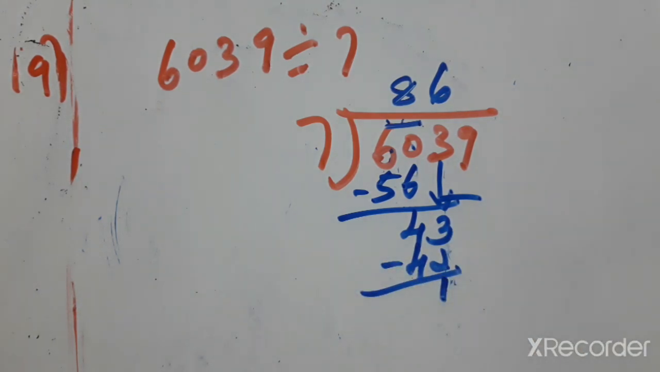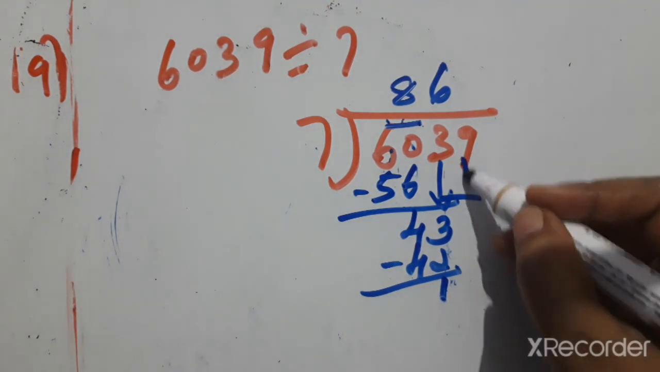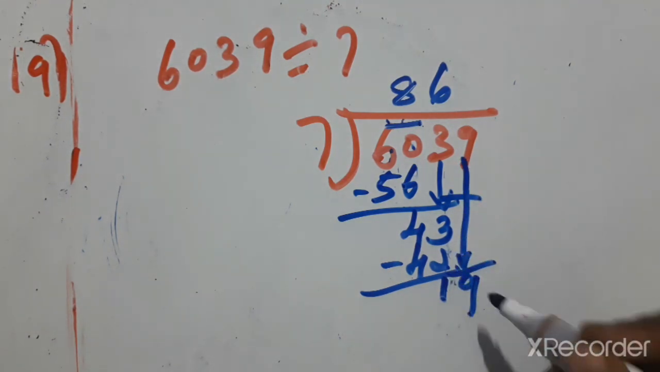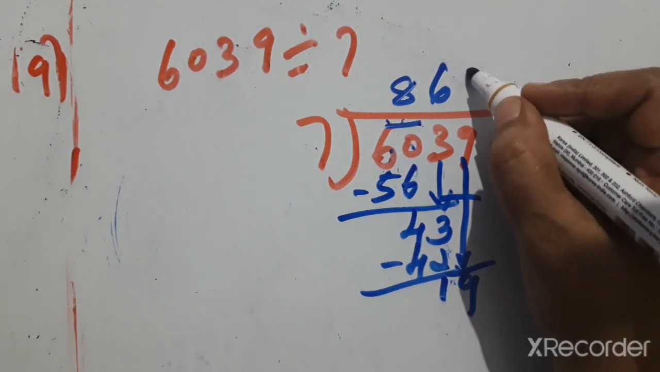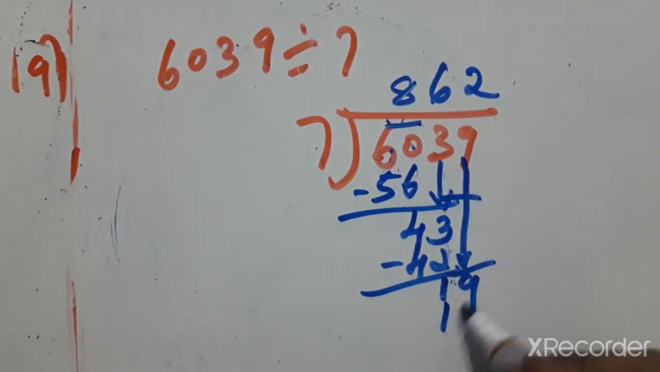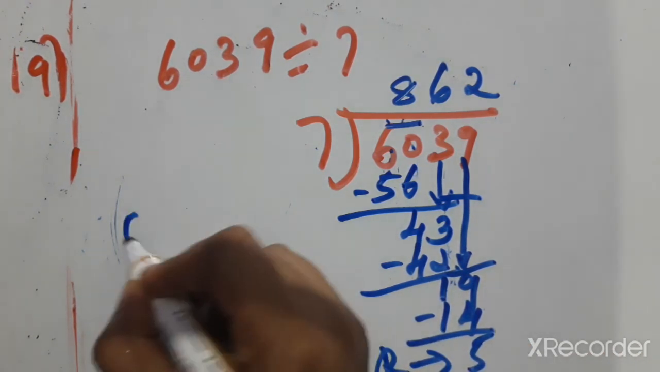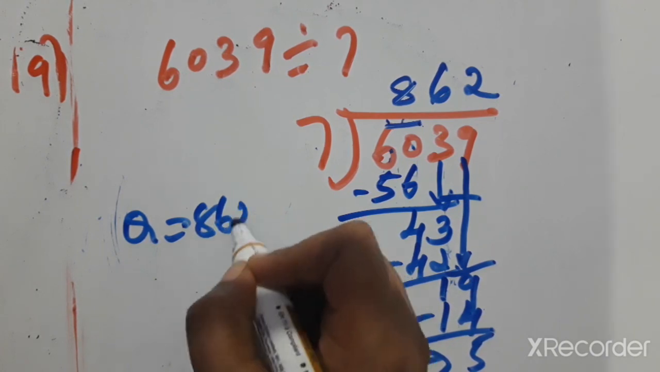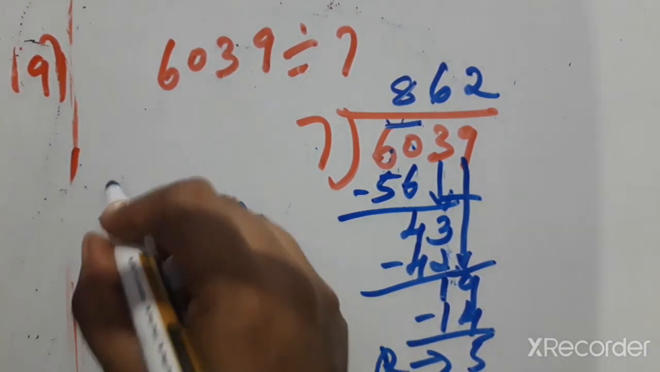Then bring one number down, that is 9, making 19. 7 times how much is nearest to 19? 7 twos are 14. 7 threes are 21, which is greater. 7 twos are 14. 19 minus 14 means 5. Remainder is 5. Quotient is 862. Remainder is 5.